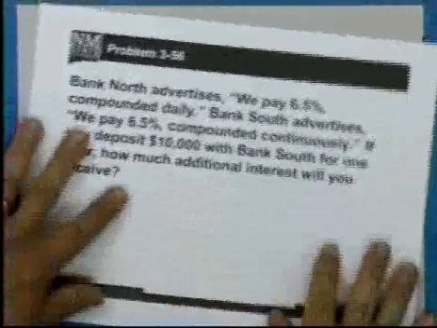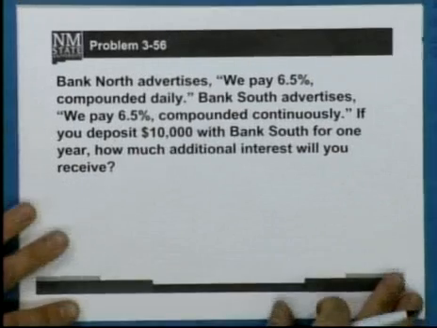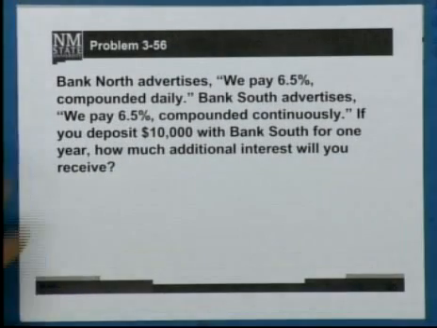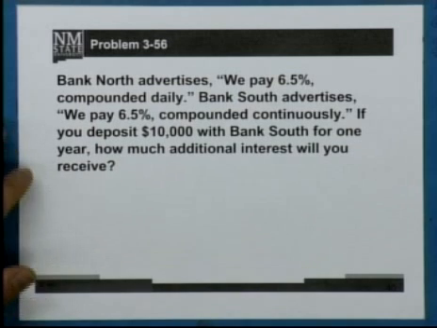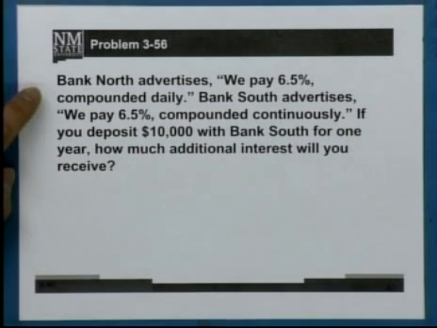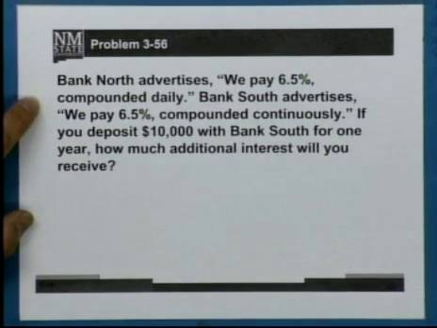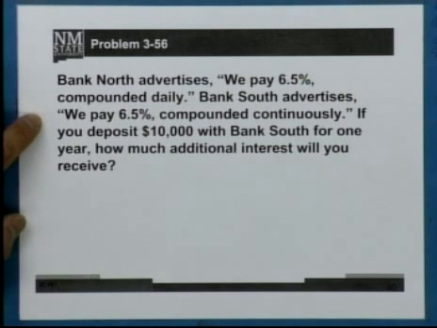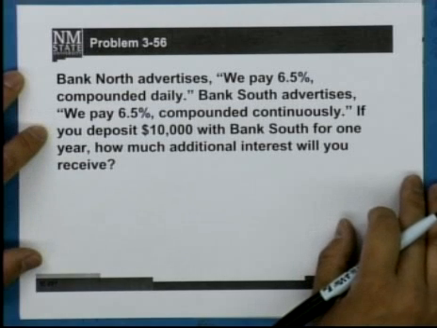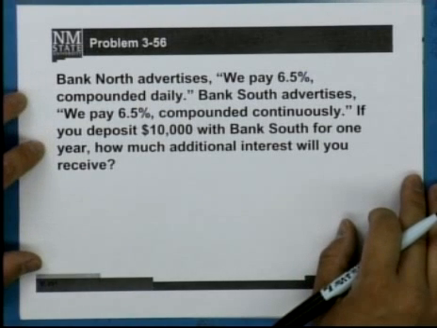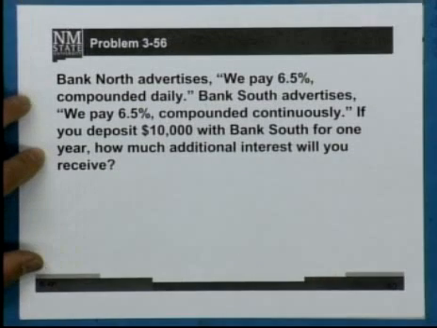Here's another problem from the end of chapter 3, problem number 3-56. Bank North advertises we pay 6.5% compounded daily. Bank South advertises we pay 6.5% compounded continuously. If you deposit $10,000 with Bank South for 1 year, how much additional interest will you receive?